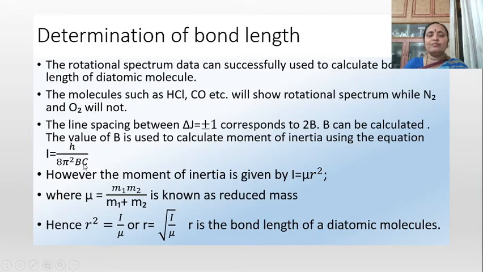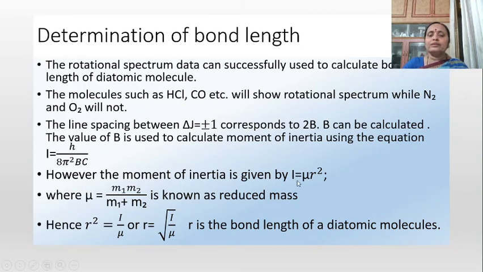Once I know the value of B, I can calculate the moment of inertia using the expression I equals h by 8 pi squared Bc. I know B and I know c, so I can calculate the moment of inertia. And I know moment of inertia is related to bond length as I equals mu r squared, where mu is the reduced mass, given as m1 m2 by m1 plus m2. So if I know the atomic masses of the two atoms, I can calculate the reduced mass.